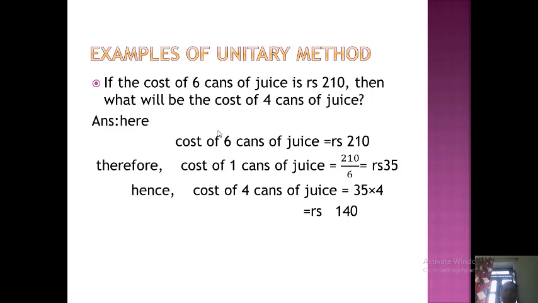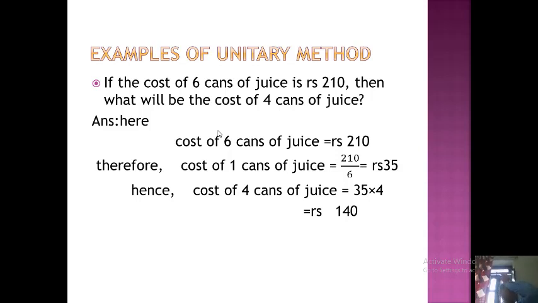So the cost of 1 can of juice will be equal to 210 by 6. Now since the common factor between 210 and 6 is 6, 6 ones are 6 and 35 into 6 is 210. So the value will be rupees 35. So the cost of 1 can of juice will be rupees 35. Therefore, we found out the cost of 1 can of juice. Now we will find the cost of 4 cans of juice. So the cost of 4 cans of juice is 35 into 4, which will be equal to rupees 140.